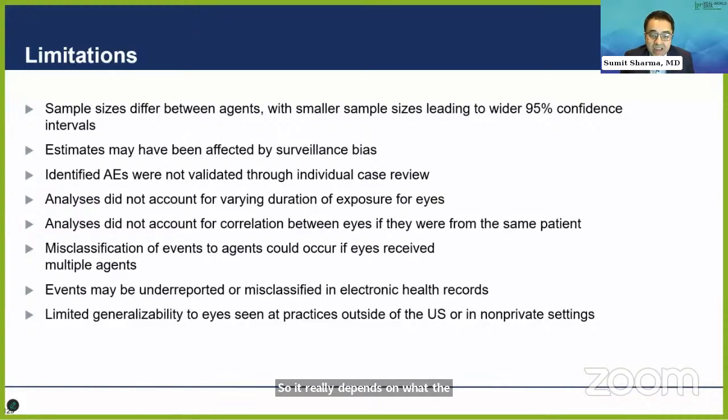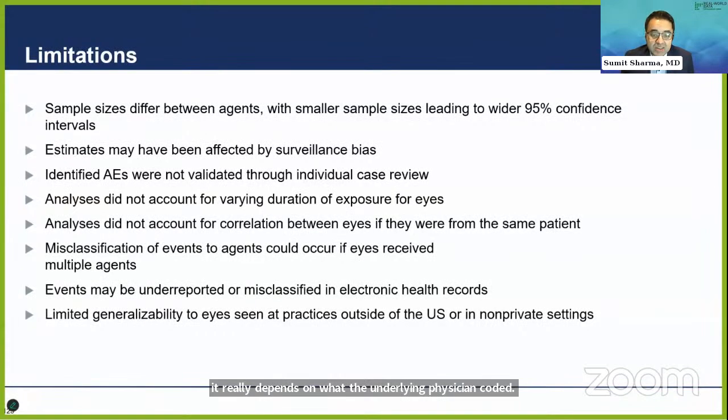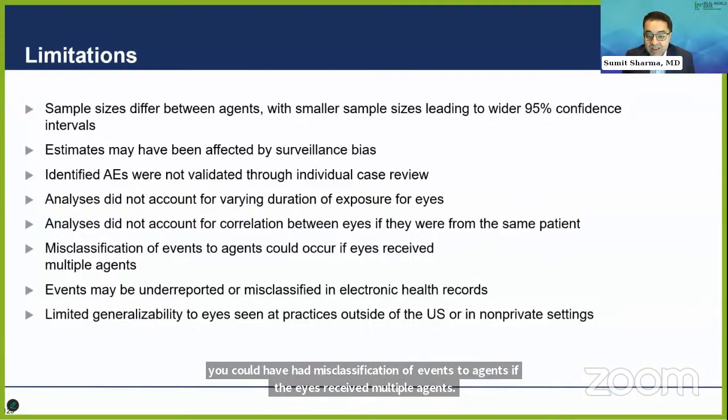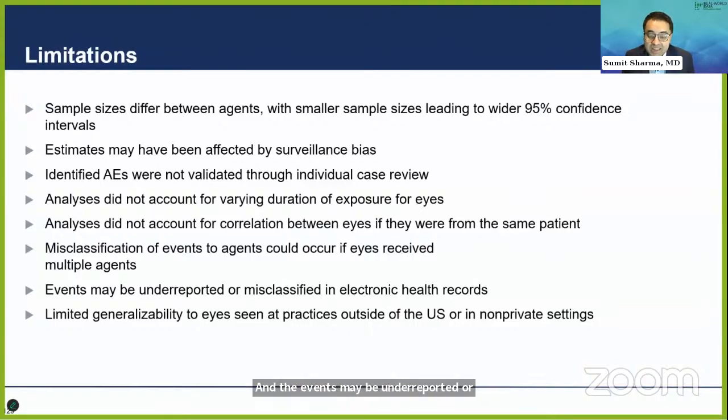The analysis didn't account for varying duration of exposure for eyes, nor did it account for correlation between eyes if they were from the same patient. You could have had misclassification of events to agents if the eyes received multiple agents. The events may be underreported or misclassified in electronic health records, but it does give us some information and some thought in terms of what is happening with the different agents and the rates that we can expect to see with the different agents.